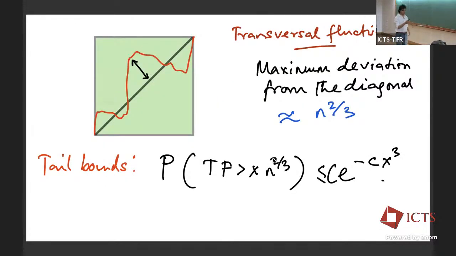Okay, and another thing to get out of the way is transversal fluctuations. As I said, it happens at scale n to the 2/3, but then you can also have tail bounds. So the probability that you deviate by more than x times n to the 2/3 decays like e to the minus x cubed. That's not super important, but again, many things are known for such models.